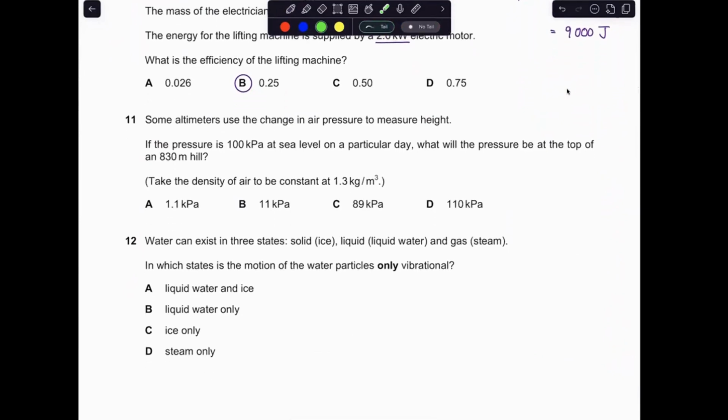Yeah. So number 11 says some altimeters use the change in air pressure to measure height. If the pressure is 100 kilopascal at sea level on a particular day, what will be the pressure at the top of an 830-meter hill? And they've told us what we should use for density.